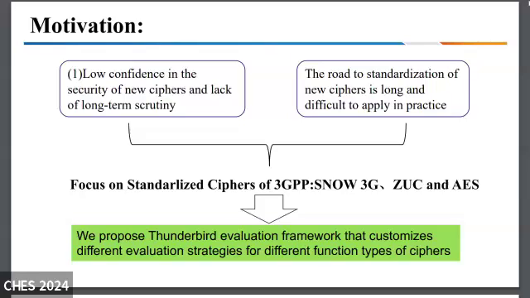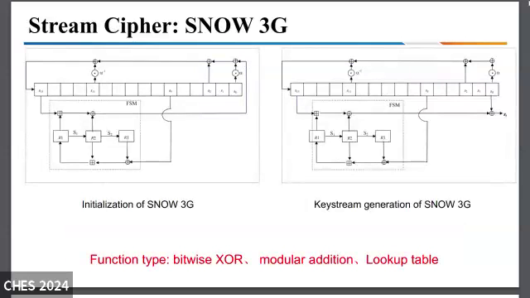So in this paper, we focus on standardized ciphers of ISO/IEC. It has 3 ciphers: SNOW-V, ZUC, and AES. So we propose the Thunderbird evaluation framework that can customize different evaluation strategies for different function types of ciphers.